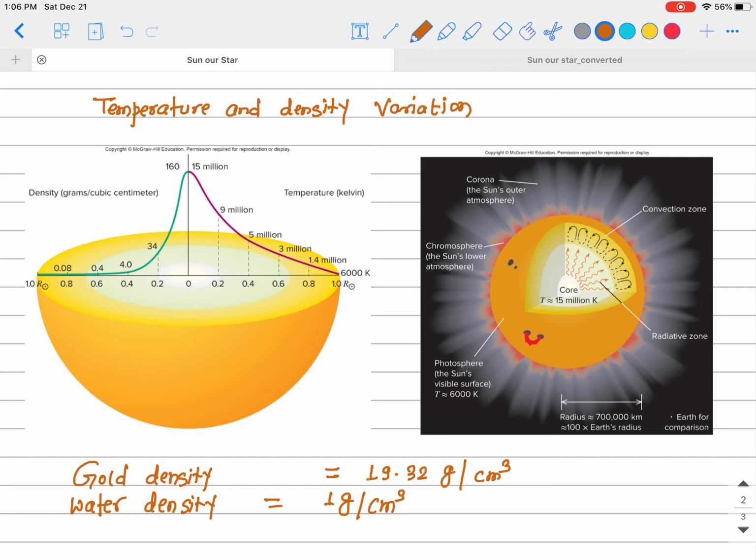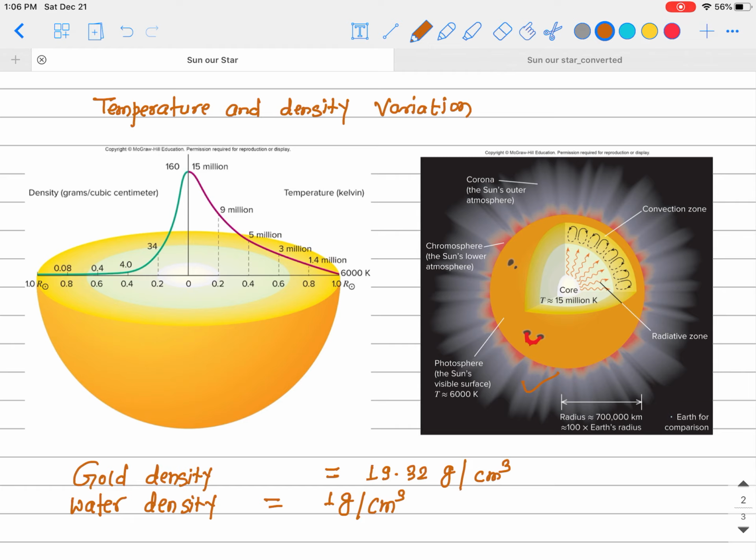In this video, I'll be talking about how the temperature and the density change inside the Sun. So this is the diagram of the Sun. As you can see, it has different layers.